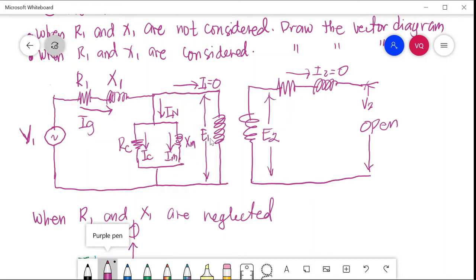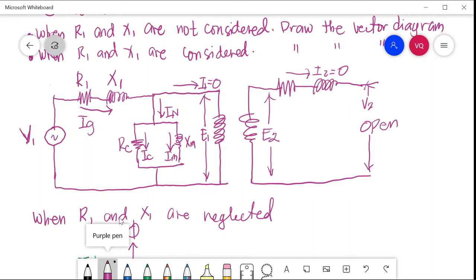This is the induced EMF at the primary, with the number of turns at the primary and secondary. E2 and V2 are equal, so open. There will be no current flowing on this side because it is open. So I2 is equal to 0, and also I1' is equal to 0. The current only flows here. So IG will be in series with I0. There will be the same current flowing in R1, X1, and also in this branch.